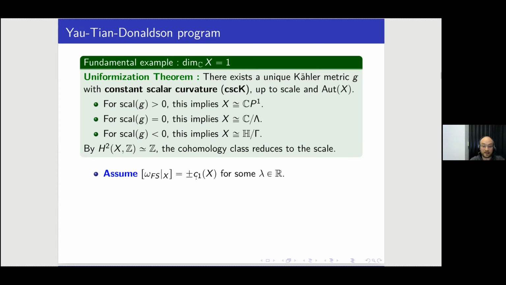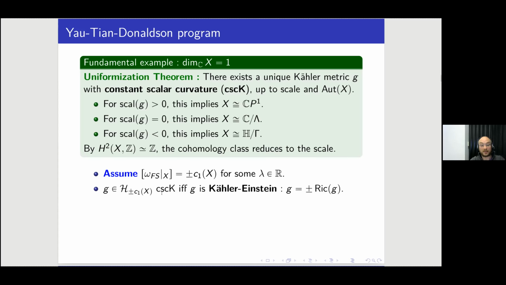projective class is proportional to the first Chern class of X. Sorry, I forgot to remove it: before there was lambda here for some lambda in R, but actually it's enough for my purpose, up to scaling, to consider either plus or minus the first Chern class of X. All right. So why is this useful to do so?